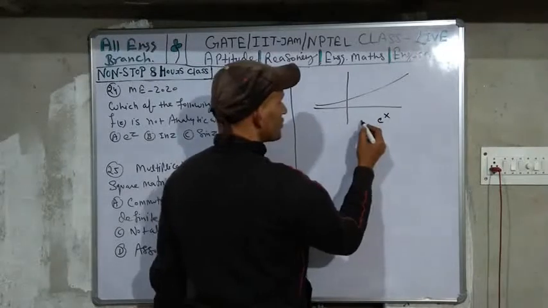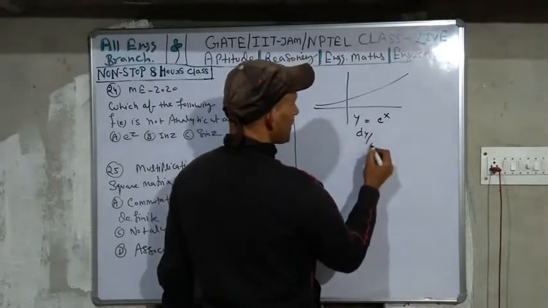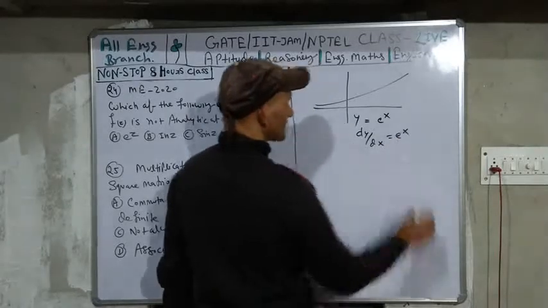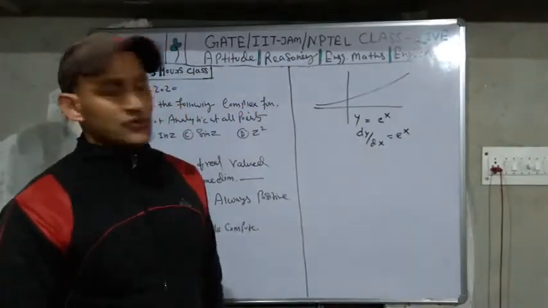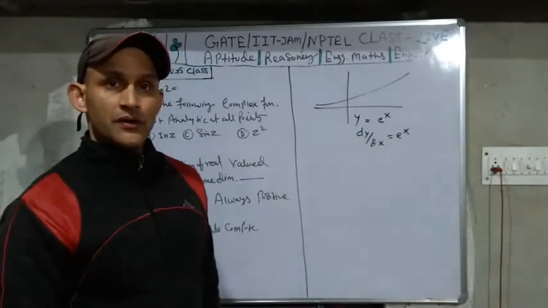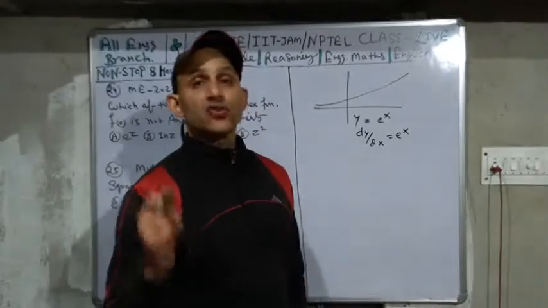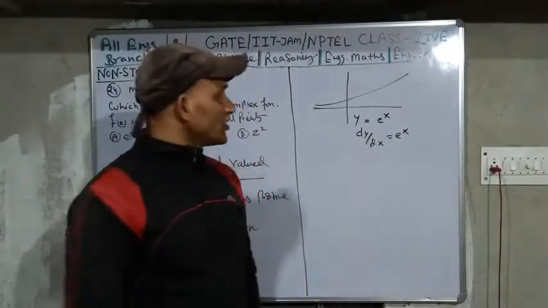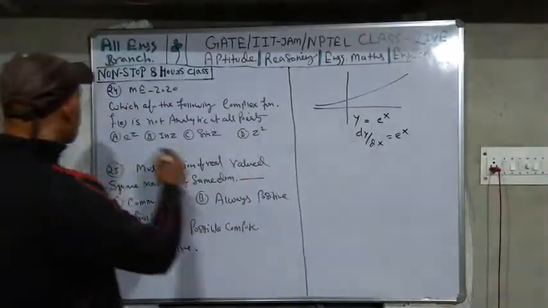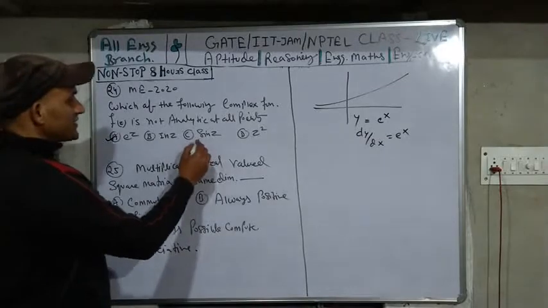Suppose we are using y equal to e to the power x. So dy by dx is again e to the power x. So this function is differentiable everywhere. You can see, the best approach is to check where the function does not exist. This function exists everywhere, there is no problem, so this function is analytic. Now the second one, sin z.